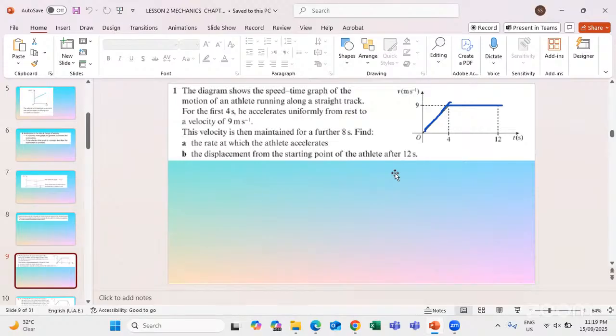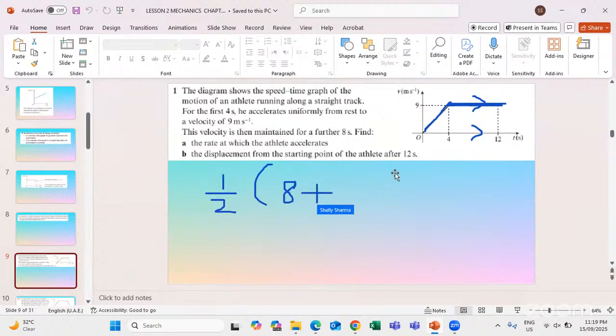How to find the area of a trapezium? It is half of the sum of parallel sides, this one and this one. These are the two parallel sides. How long is this side? It is from 4 to 12, so it is 8 meters long. Sorry, 8 seconds is given.